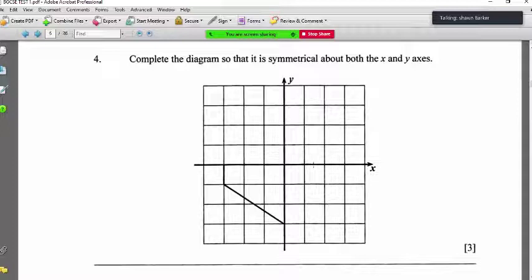All right. This problem: complete the diagram so that it's symmetrical about the x and the y axes. So when you have a problem like this, you want to calculate symmetry about the x and y. If I'm looking at the x-axis, that's this axis right here. So I want to reflect this diagram, this line, over the x-axis.